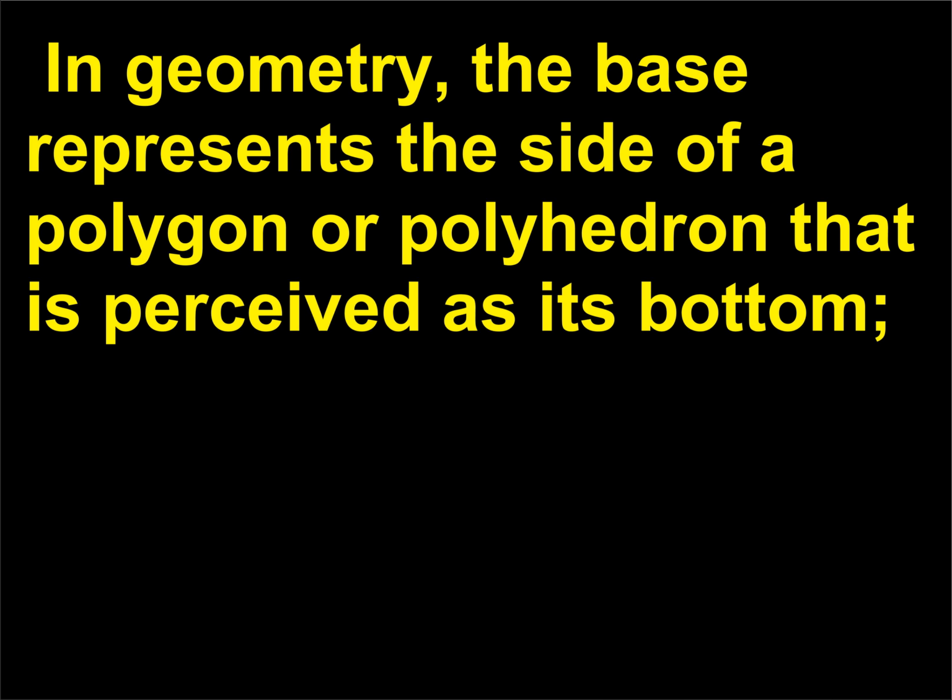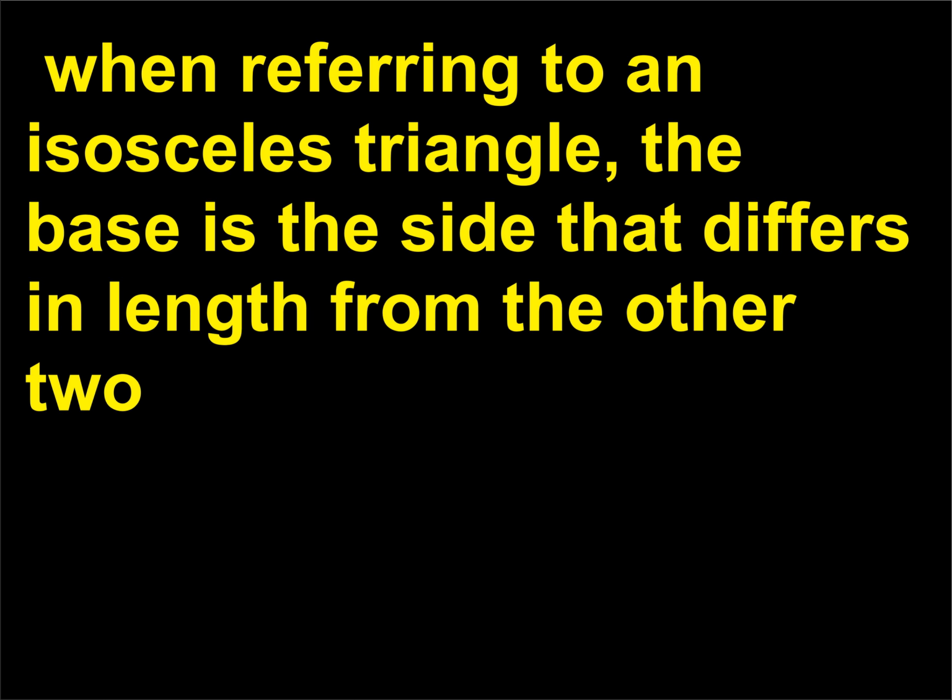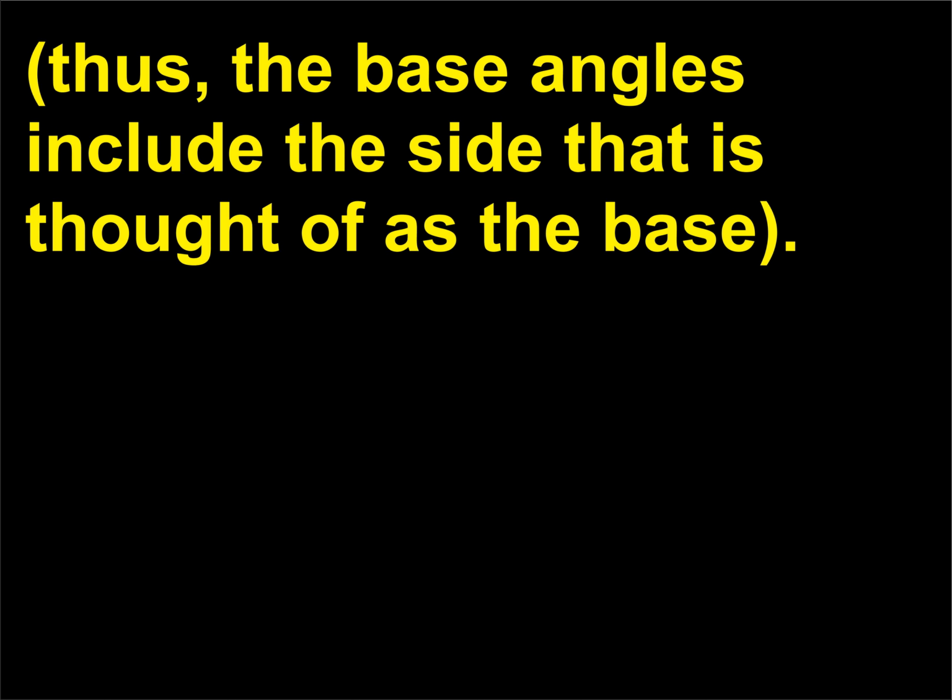In geometry, the base represents the side of a polygon or polyhedron that is perceived as its bottom. When referring to an isosceles triangle, the base is the side that differs in length from the other two. Thus, the base angles include the side that is thought of as the base.